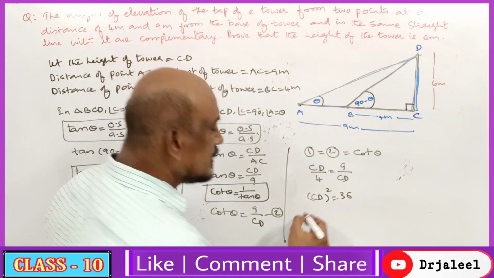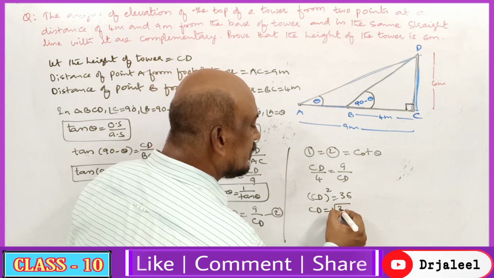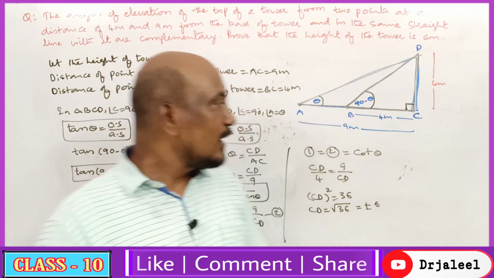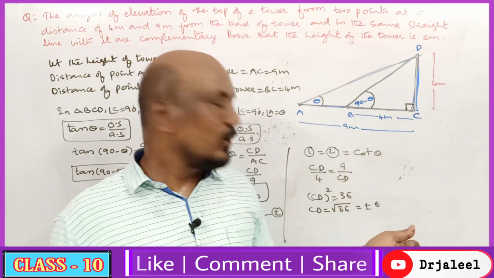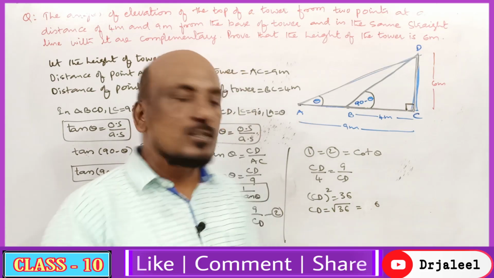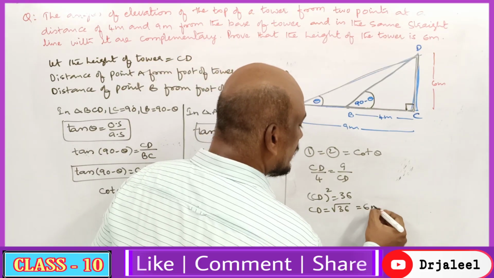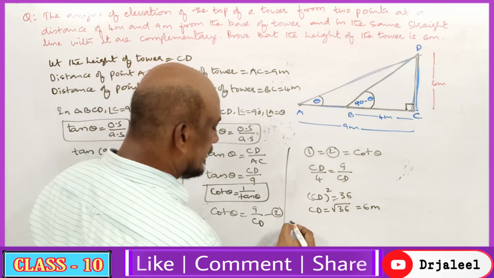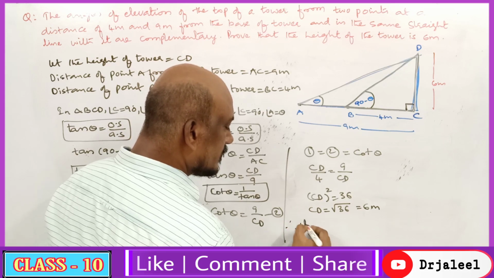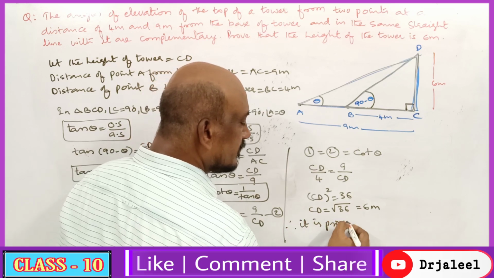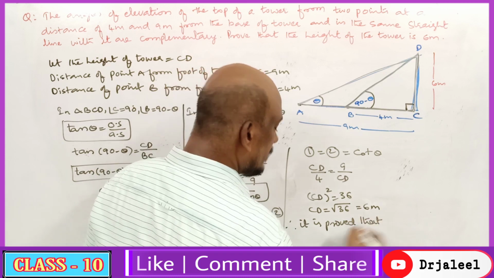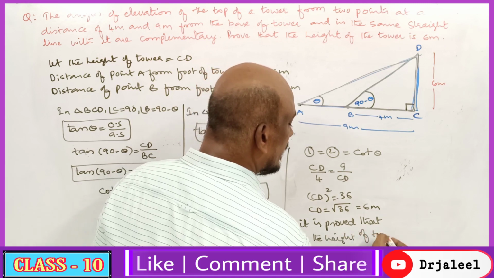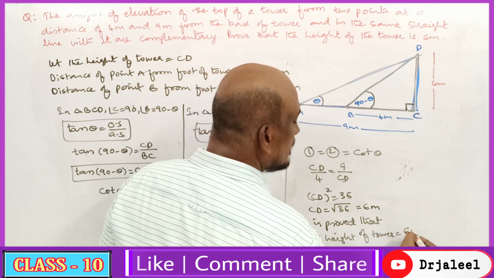CD square is 36. So what is CD going to be? Square root of 36 is plus or minus 6. Now tell me, will this height be negative? No. So it can be written as 6. So it is 6 meters. What is the height of the tower? 6 meters. It asked us to prove, so therefore it is proved that the height of the tower is equal to 6 meters.